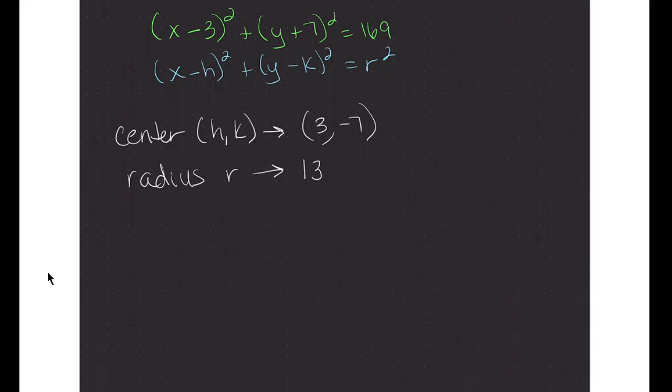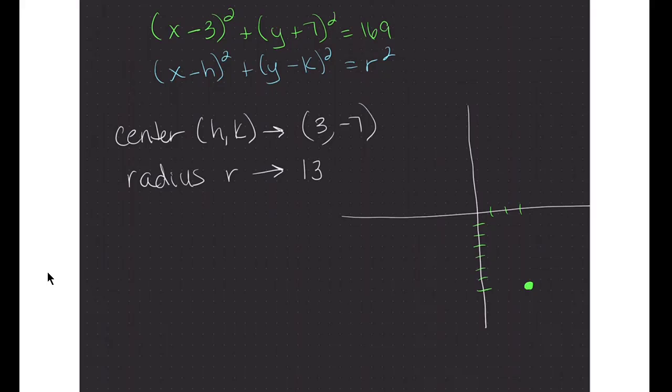So then to graph it, we'd have our x and y, right? Our center is going to be at (3, -7). So 1, 2, 3, then 1, 2, 3, 4, 5, 6, 7. Right? So here's your center. And then your radius is 13, right? So from the center to any point on the circle is 13.